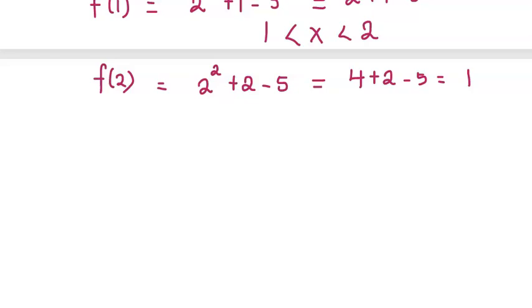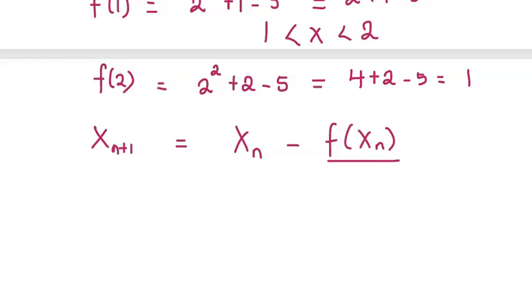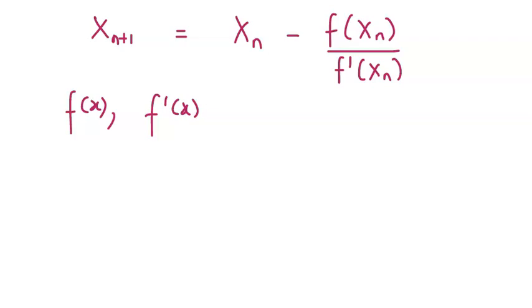But before that, take note, here is Newton's formula. x with subscript n plus 1 is equal to x with subscript n minus f of x with subscript n, divided by f prime, that is the derivative, with subscript n. So you get the idea? You can see that we need f of x here, and we also need the derivative of that function, right? So already we have our f of x.